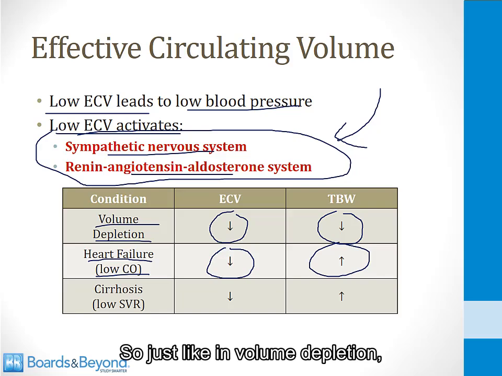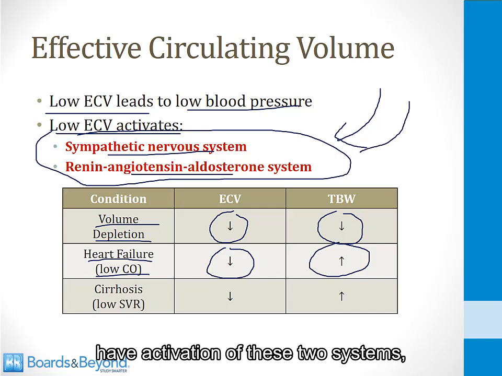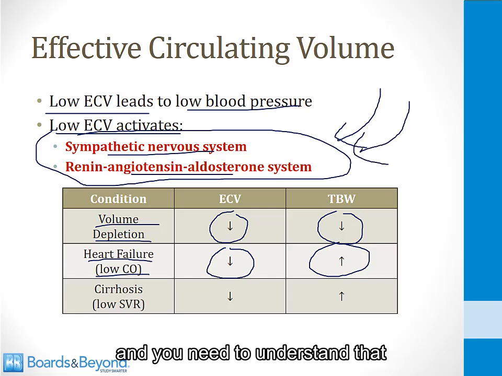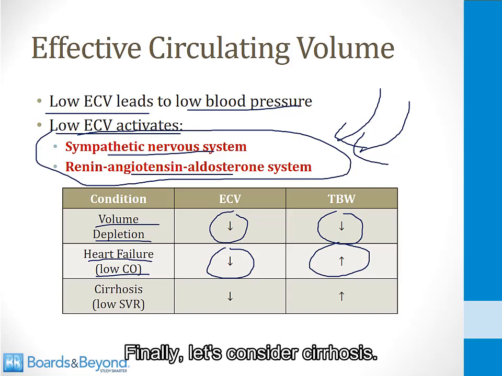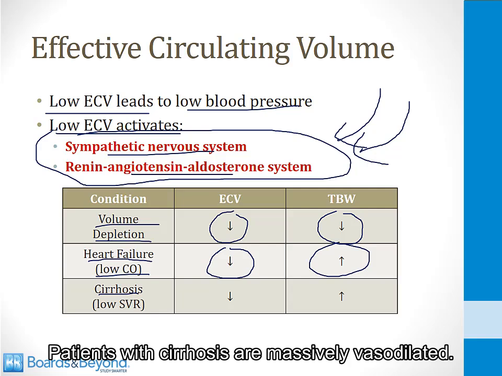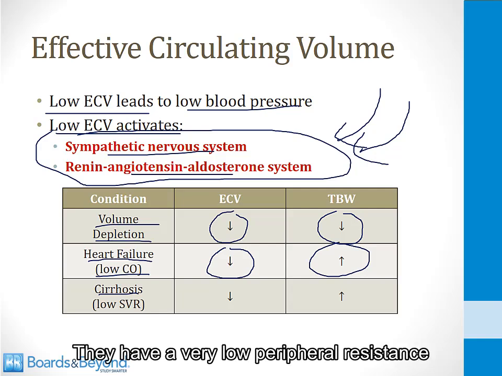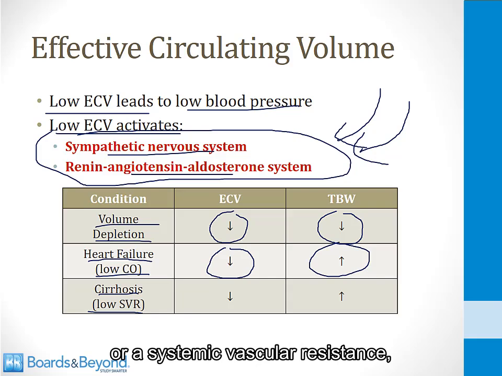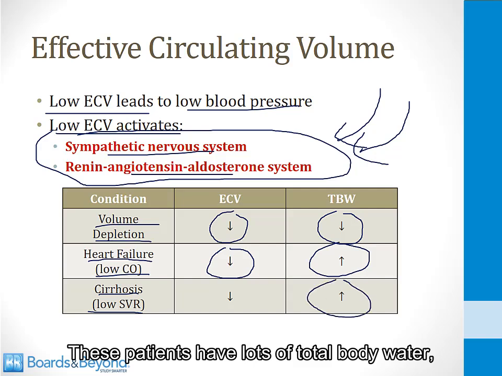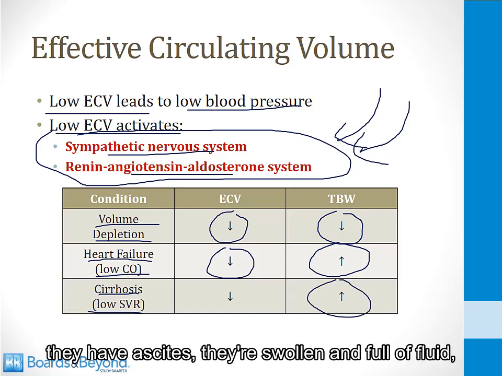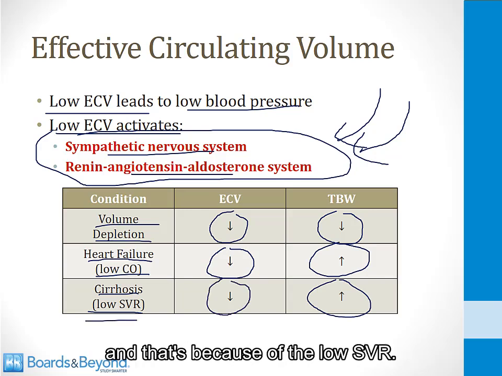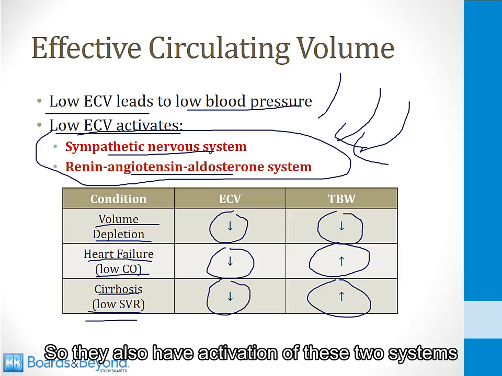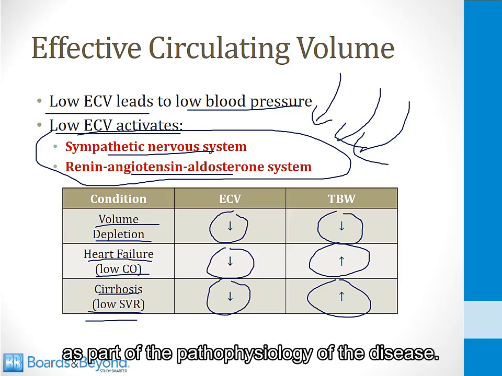So just like in volume depletion, patients with heart failure have activation of these two systems, and you need to understand that to understand the pathophysiology of heart failure. Finally, let's consider cirrhosis. Patients with cirrhosis are massively vasodilated. They have a very low peripheral resistance or systemic vascular resistance. Both terms mean the same thing. These patients have lots of total body water. They have ascites. They're swollen and full of fluid, but their effective circulating volume is very low, and that's because of the low SVR. So they also have activation of these two systems as part of the pathophysiology of the disease.